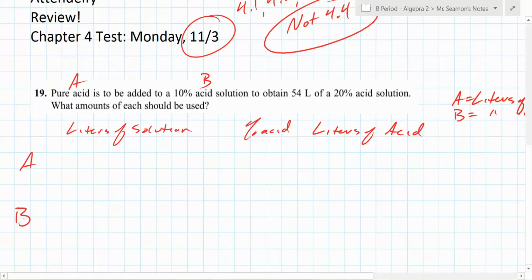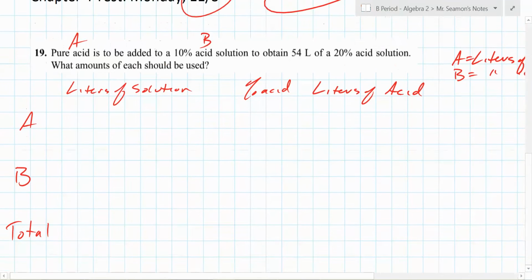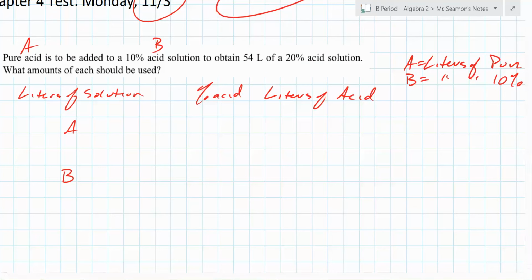To answer this question, you want to know how many liters of each solution there are, and then the total. Is that a percent of acid in the solution? So you don't know the liters of solution. How much acid is in it? What's the percentage for A? 100%, exactly. And for B? 10%. 10% is what in decimal? 0.10. And 100% is what?